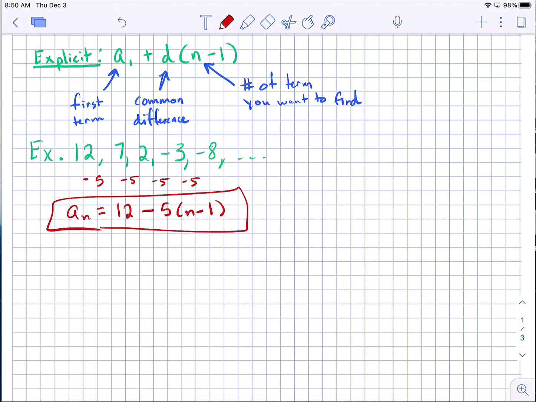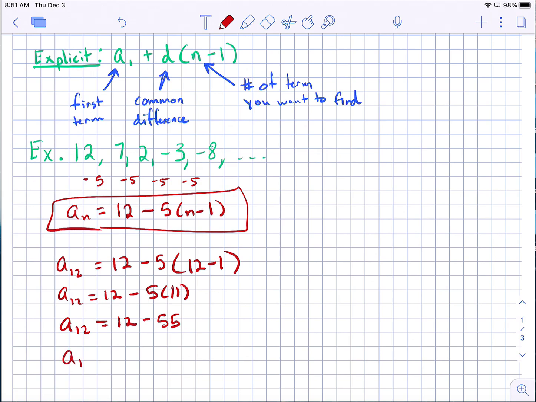If I want to find, let's do the 12th term. I keep saying 12th. Let's find a of 12, the 12th term. In other words, I'm going to plug 12 in for n, and now all I have to do is solve this. So a of 12 would be 12 minus 5 times, and then 12 minus 1 is 11. I'm going to do every little step just so you can see the numbers. 5 times 11 is 55, and then a of 12 equals 12 minus 55, which is -43.